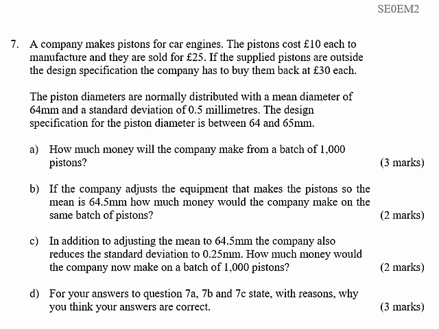A company makes pistons for car engines. The pistons cost £10 each to manufacture and they're sold for £25. If the supplied pistons are outside the design spec, the company has to buy them back at £30 each. Piston diameters are normally distributed with a mean diameter of 64 mm and a standard deviation of 0.5 mm. The design spec for piston diameters is 64 to 65 mm. How much money will the company make from a batch of 1,000 pistons?